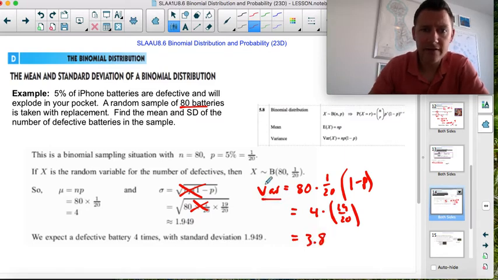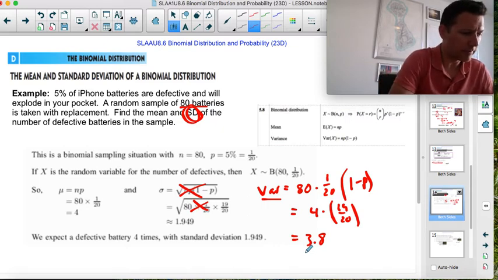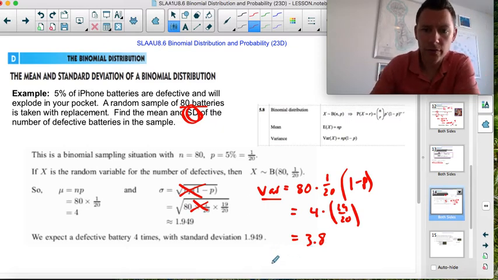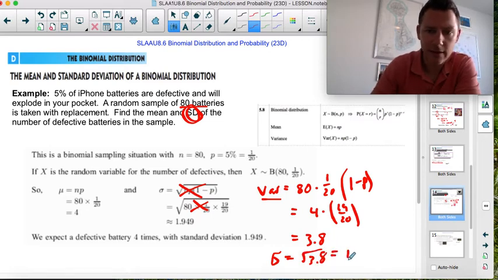Because that's the variance and we're looking for the standard deviation, we have to take the square root of it. So you've got to go square root of that answer. Once you root that, the standard deviation is going to be the root of 3.8. It's a trick that the IB likes to throw at you.